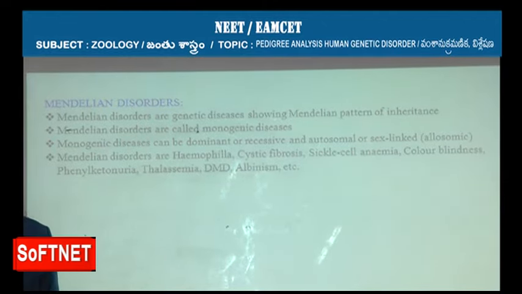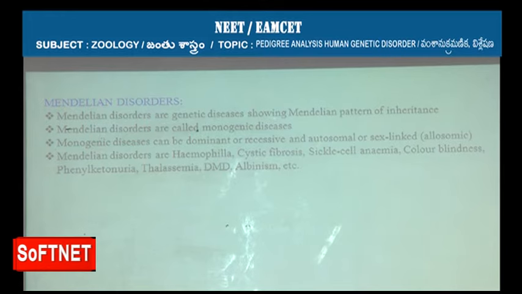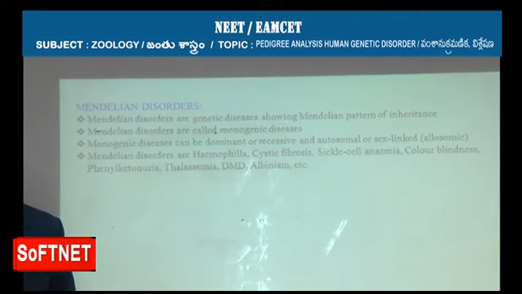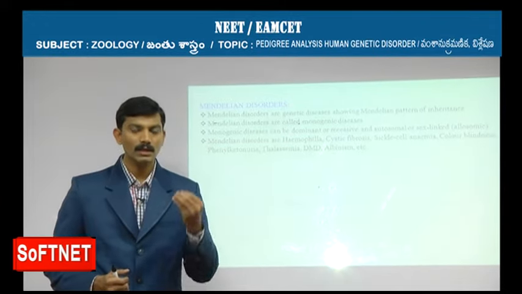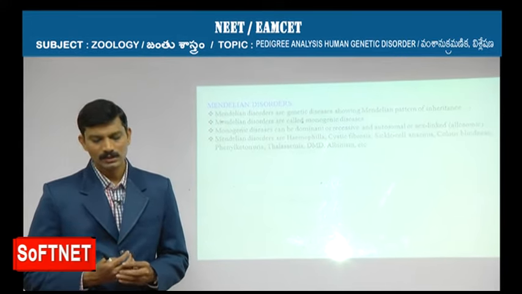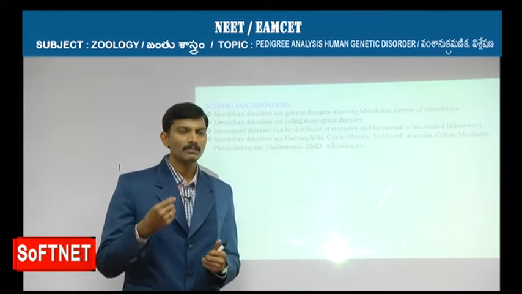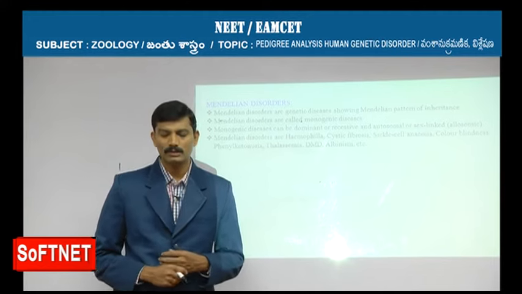The Mendelian disorders. Mendelian disorders are genetic diseases that follow the Mendelian pattern of inheritance, which are caused by a mutation in the structure of the DNA. A single gene mutation is responsible for causing this kind of disease. Sometimes it can even be a single base defect that causes pathological consequences. That's why they are called monogenic diseases. Even single base pair mutations are responsible for the arising of these kinds of disorders. So they are called monogenic diseases.